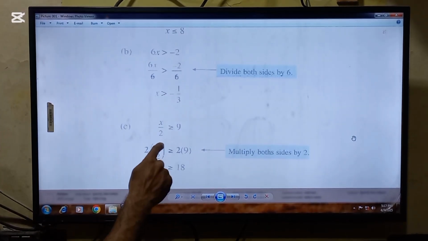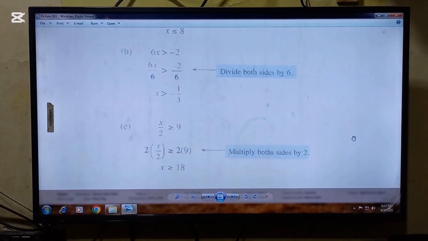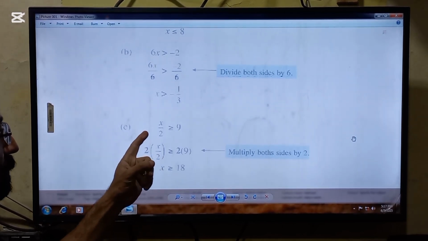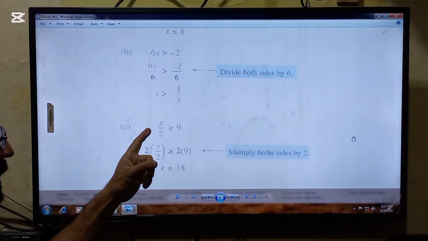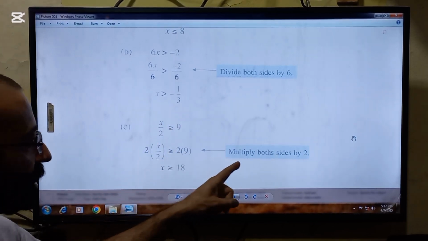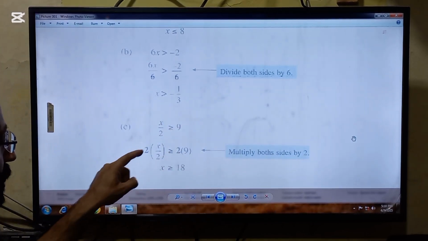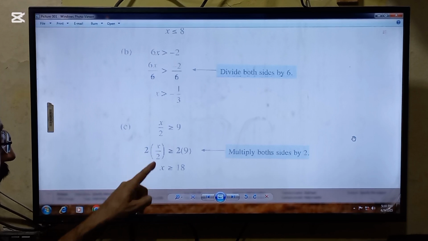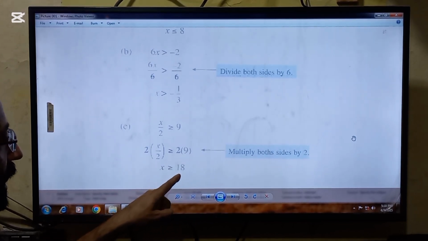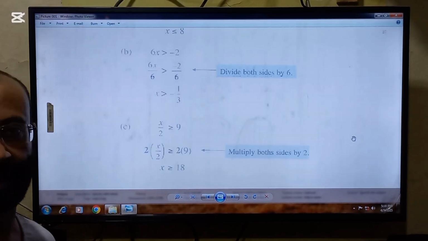C part is x by 2 greater than or equal to 9. We do not want 2 with this x, so we will multiply left side and right side with 2. So this is the step, multiply both sides by 2. This 2 will be cancelled by this, and x will be alone now, and here 2 9s are 18. So this is the answer.